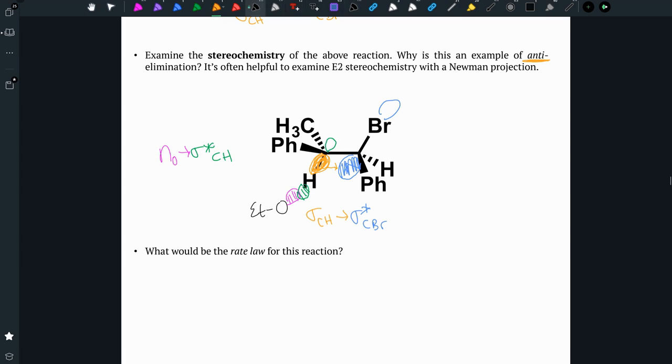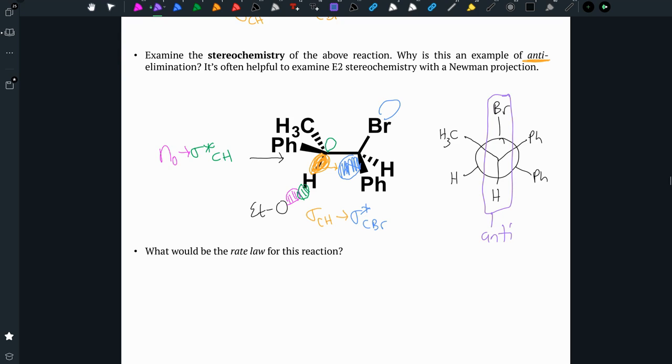If I were to draw a Newman projection, looking from left to right here, on the front carbon, I'd have hydrogen straight down, coming up and out of the page, I have the phenyl group. Up and into the page, I have a methyl group. And going straight up, I have the bromine. And coming down and to the right, I have the phenyl group. Going down and to the left, I have a hydrogen. So notice these two groups are directly across from each other. They have an anti-relationship.